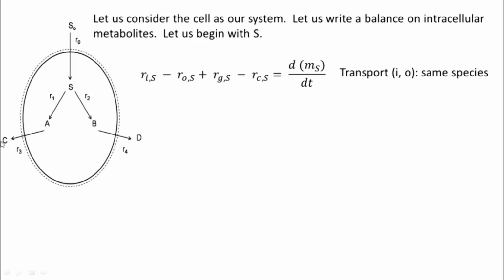Similarly, A going to C, we are going to consider it as a reaction because A has become C. A has not become A outside. Then it can be looked at as transport. The main thing is that there should not be any double counting.